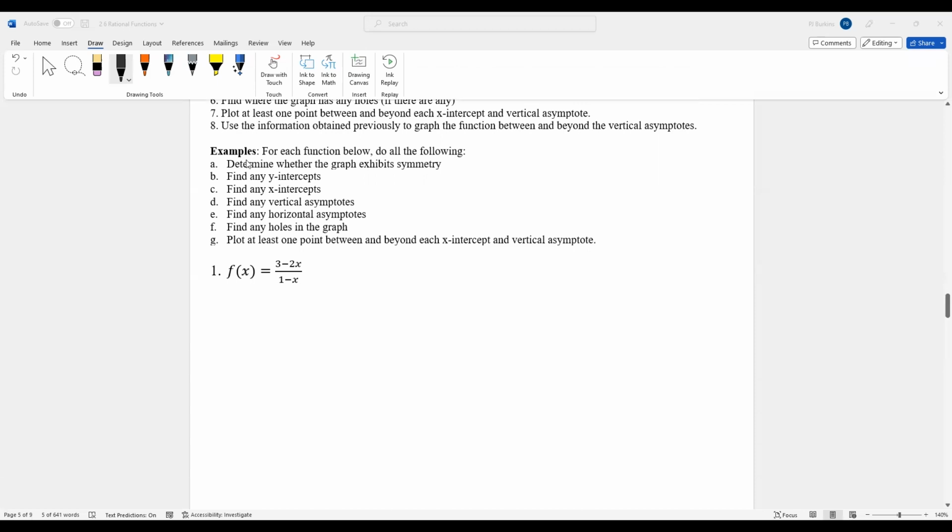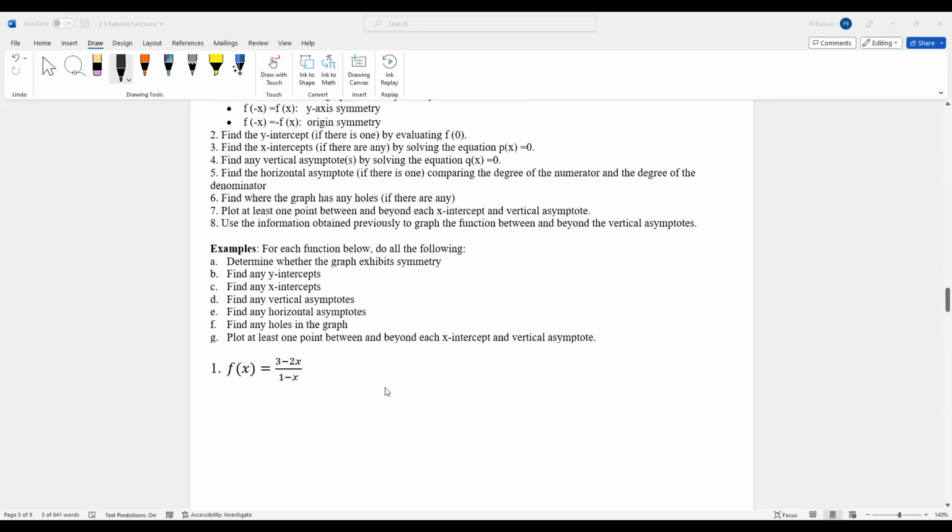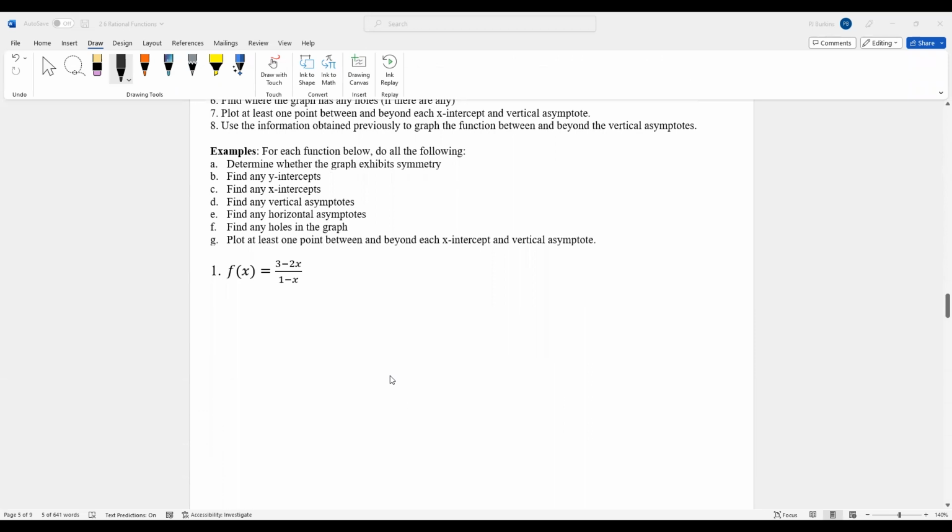So for this example, let's start with determining whether the graph exhibits symmetry. So again, it tells us to do that, right? We've got to find f of negative x first. So plug in negative x, and what happens? Well, we get 3 minus 2 times negative x over 1 minus negative x. Minus 2 times negative x is plus 2x. So 3 plus 2x. And in the denominator, we get 1 plus x. This is not exactly the same as the original function, so this is not even.